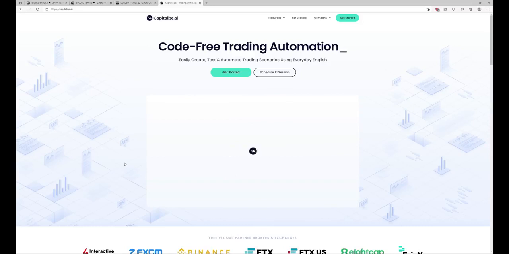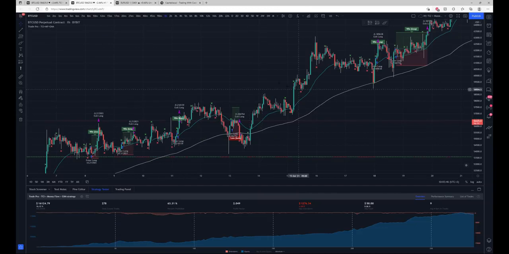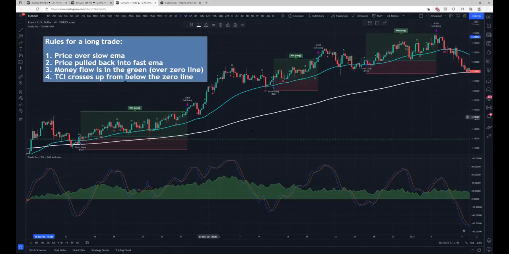Now let's get into the trading strategy that's being used for this new script. All right, so let's talk about the rules for this trading strategy. So I'm going to pop over here and we'll go over the rules for a long trade.